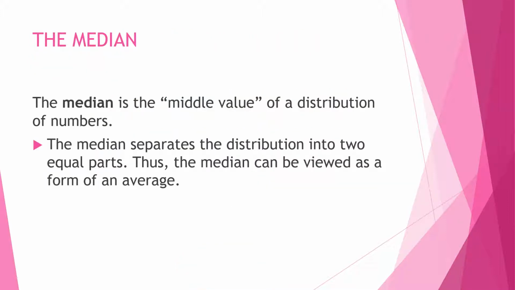Now let's talk about the median. The median is probably my favorite one to find. I think it's the easiest one to find, or one of the easiest. They're all pretty easy. But the median, just like the median is the middle of the road when you're on the highway, is the middle value in a distribution of numbers. The median separates the distribution into two equal parts, and as a result, it can be viewed as a form of an average.